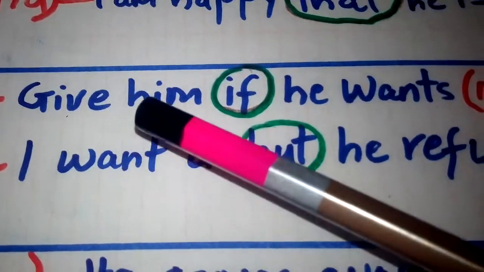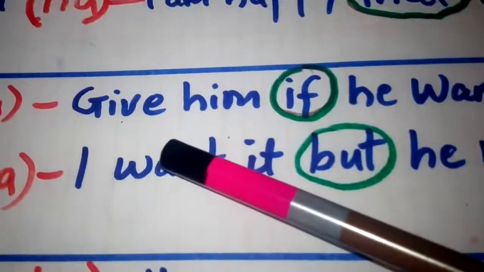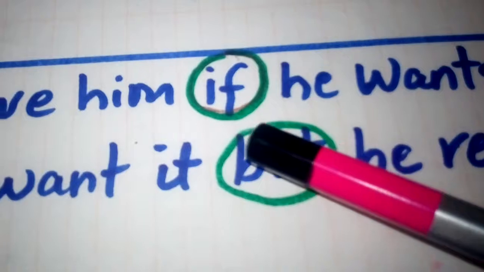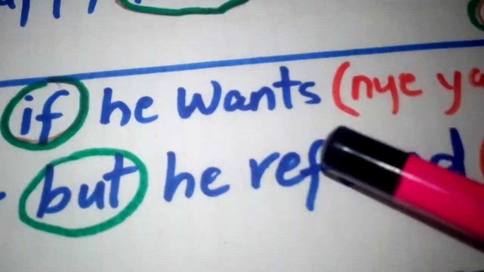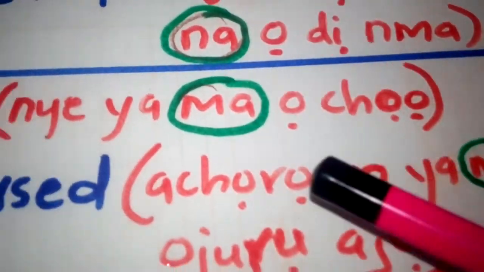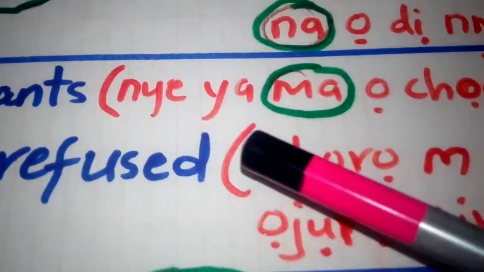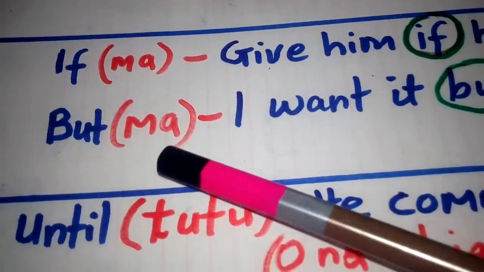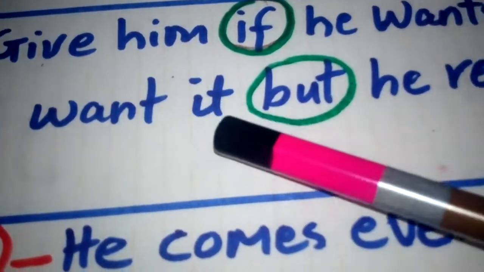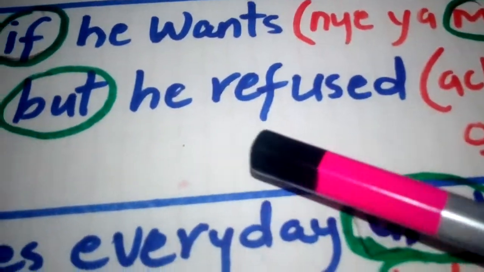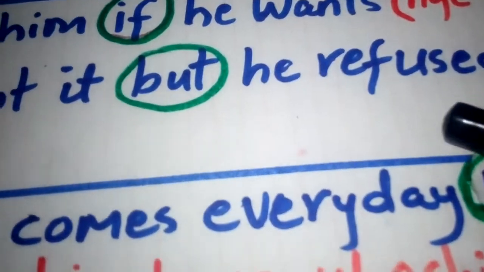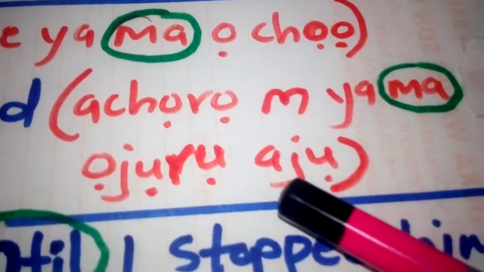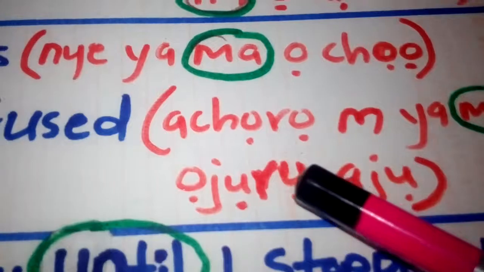Okay, so give him if he wants. If you use this if to connect, if he wants. Okay, nye ya ma ọ chọọ, nye ya ma ọ chọọ. Ma is a conjunction here in Igbo language, so ma is also but. Okay, let's see how to use it. I want it, but he refused. Achọrọ m ya ma ọ jụrụ ajụ.